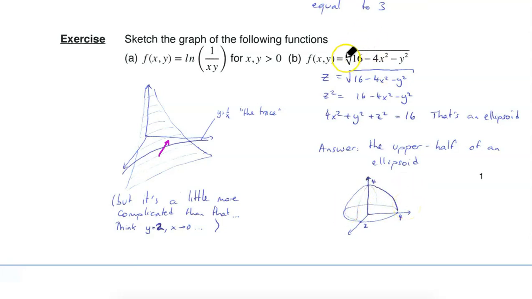Now, notice that this is the positive square root only, so even though this is an ellipsoid, that is only the upper half of an ellipsoid.